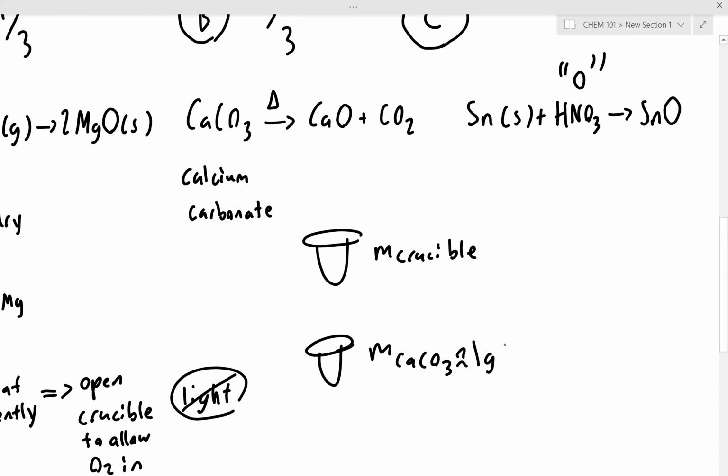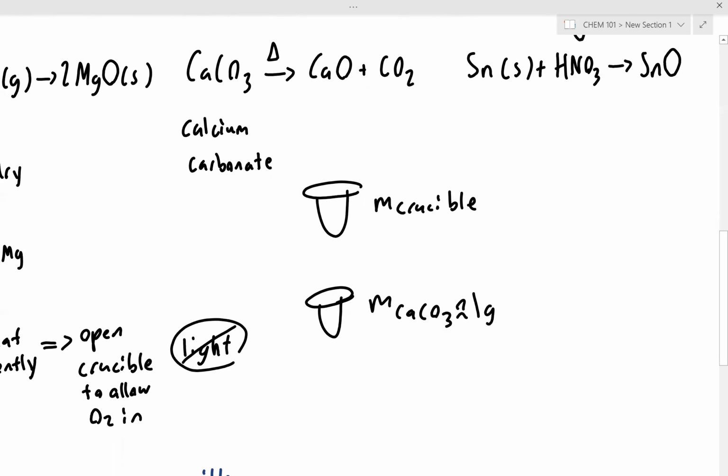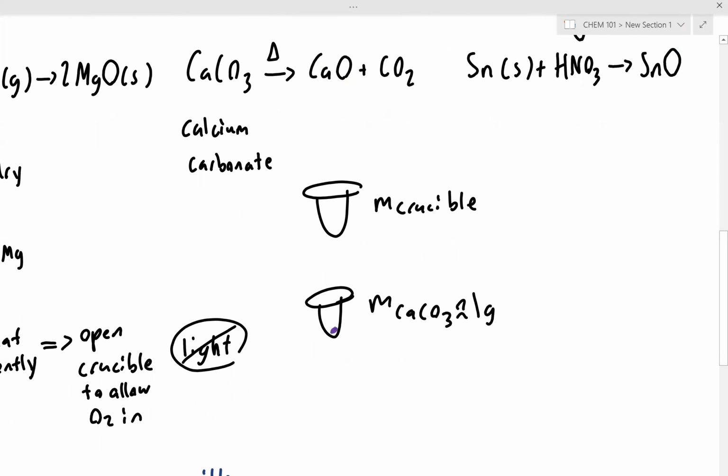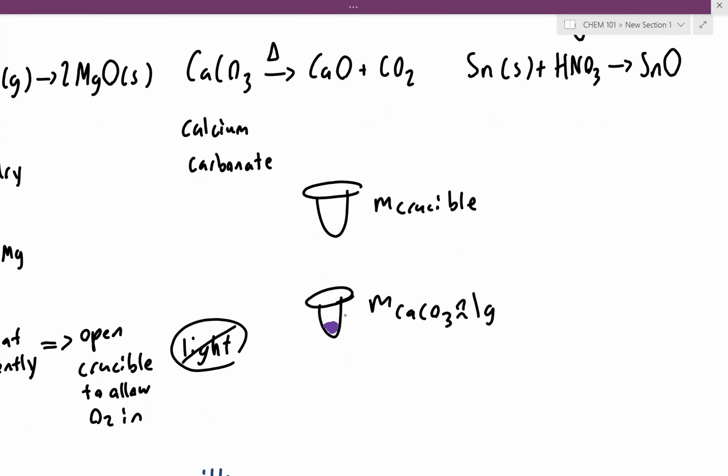So notice this is 1 sig fig. As long as you're within 0.9 to 1.1 grams, you're good to go. Don't obsess with getting it exactly on the dot, just order of magnitude, same region. Okay, so we've loaded up our crucible with some calcium carbonate. Perfect. So far, so good.